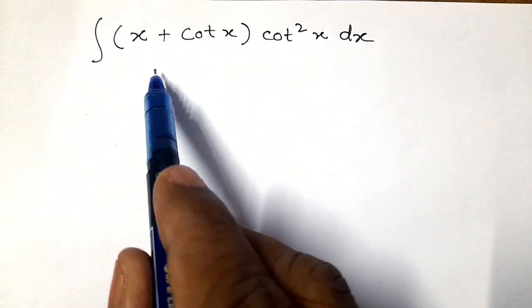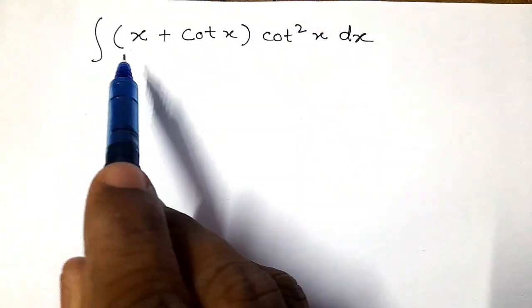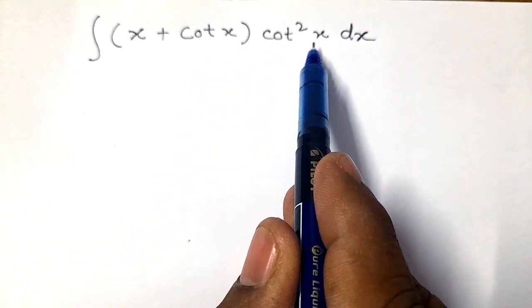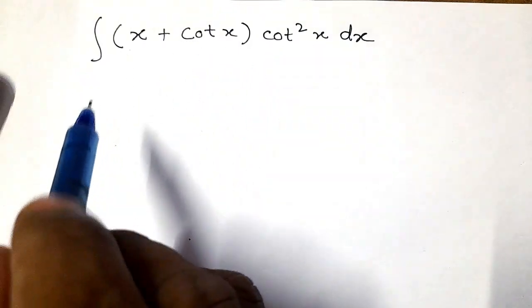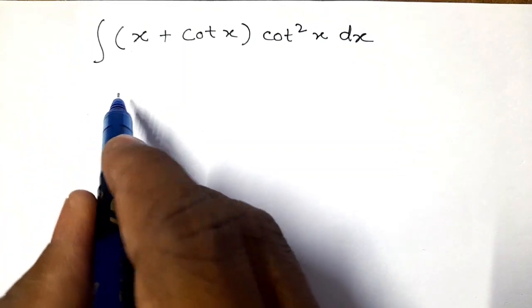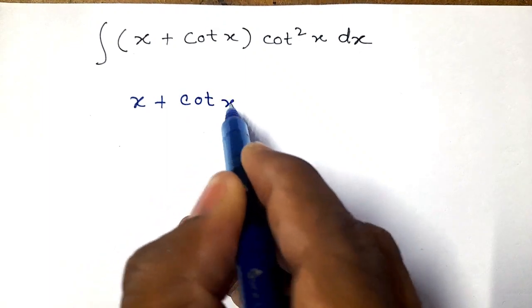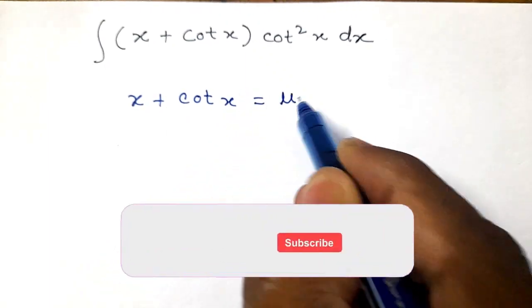Welcome to today's maths class, and here we have a complex problem of integration (x plus cot x) into cot square x dx. To solve this, we will start by substituting x plus cot x equals u.